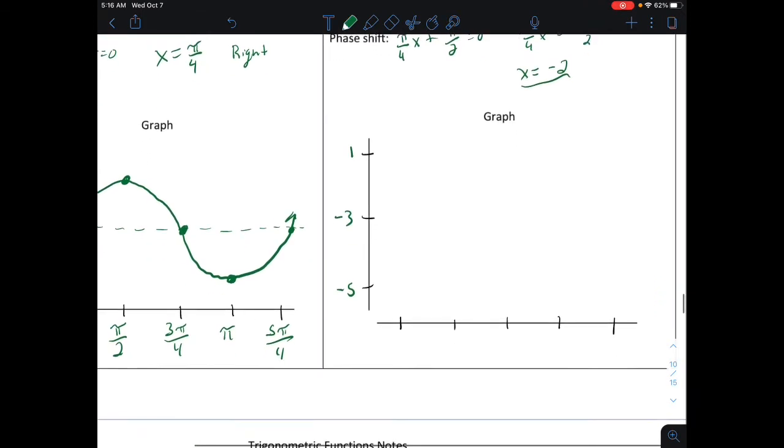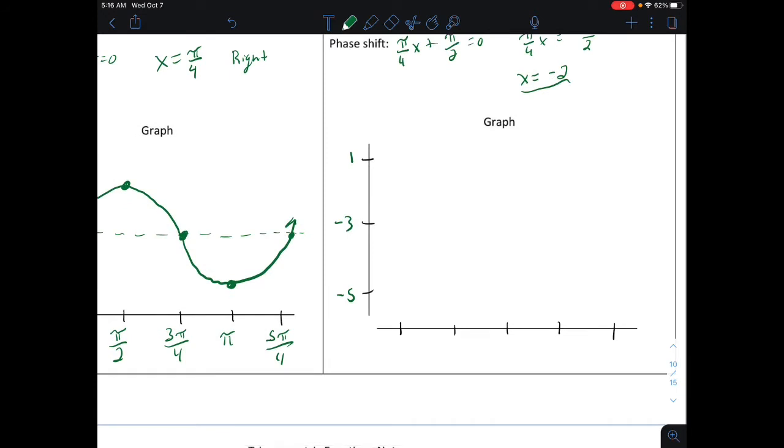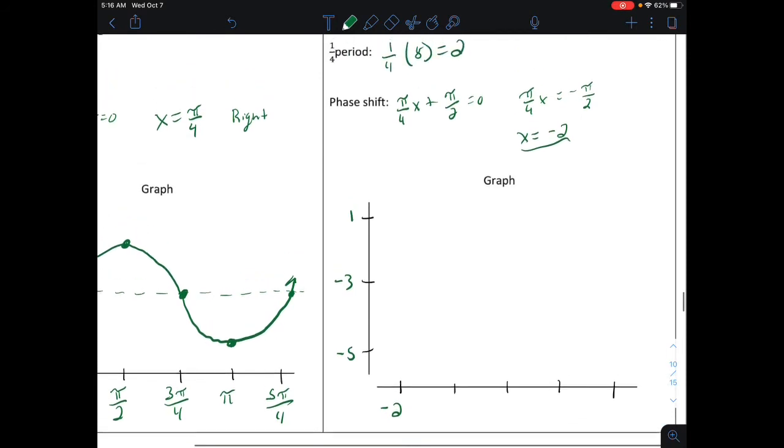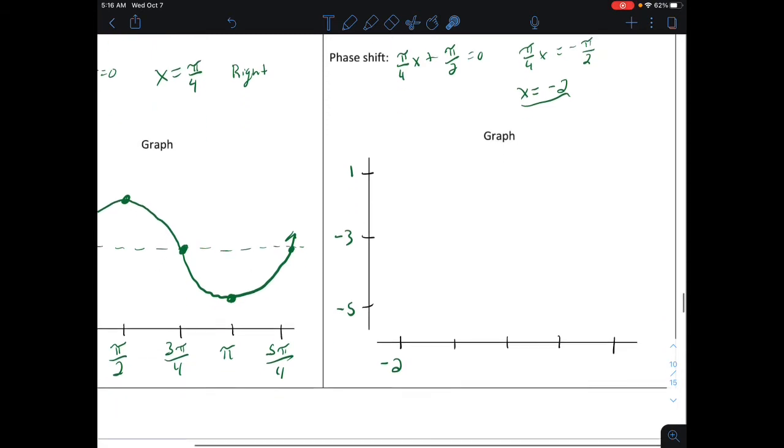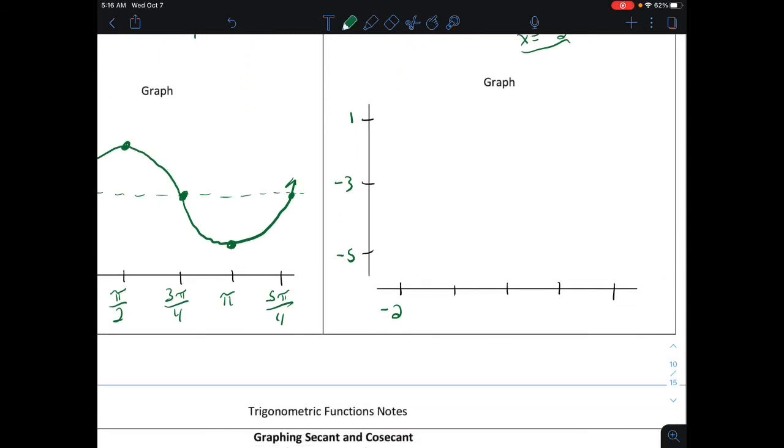On our horizontal scale, first number that goes on here is our phase shift, so -2. And then the next number that we get, you take the quarter of your period and you add it to get to your next number. So I add 2, that takes me to 0, add 2 again, that takes me to 2, add 2 again, I got 4, and then I got 6. It takes 5 numbers on this horizontal scale to have a full period. All right, we'll put a dashed line for our midline.